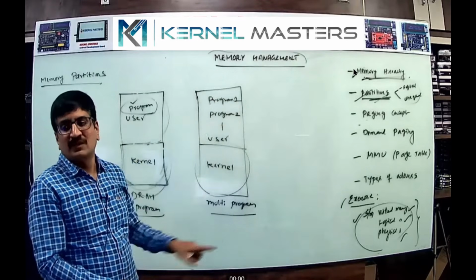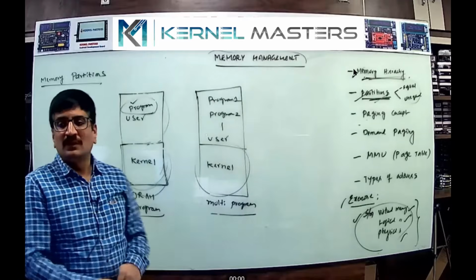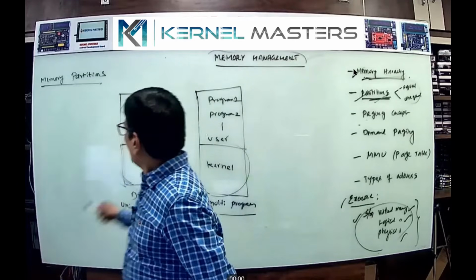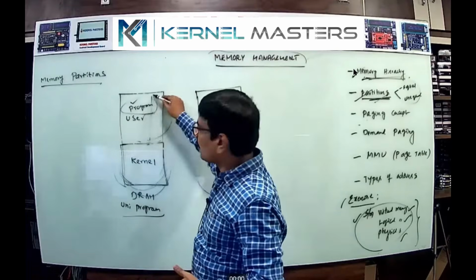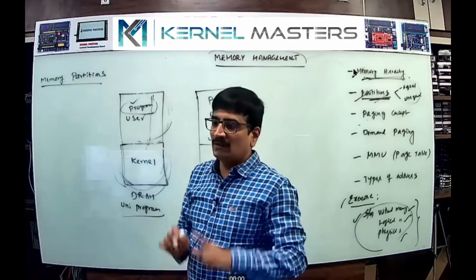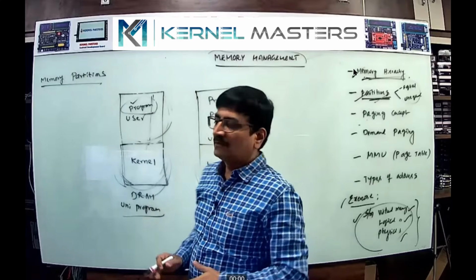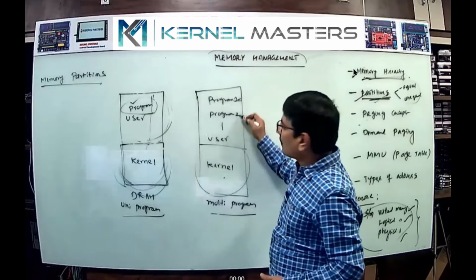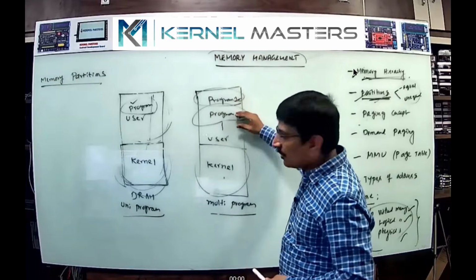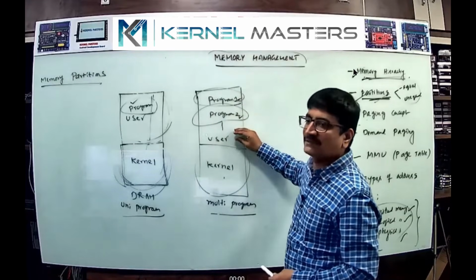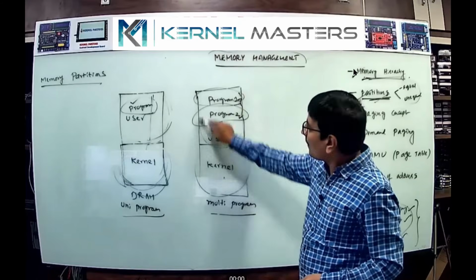In the uniprogramming concept, your user mode is one area, and one partition is sufficient because there is only one program. But here multiple programs are running, and every program has a different size. Program 1 is allocated some size, program 2 some size, program 3 some size, like that. So there are partitions now, and more partitions are required.